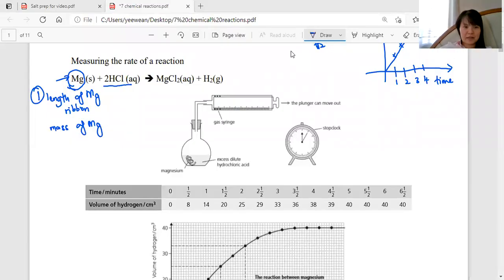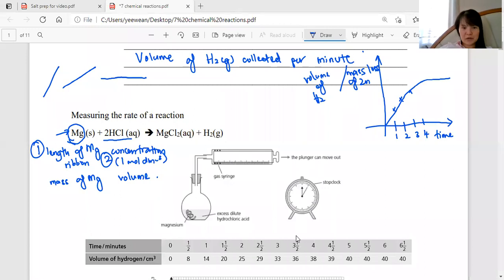If our investigation is on the effect of concentration, let's specify the concentration of this HCl. So you might want to say 1 mole per dm cube, and then you repeat later with 2 mole per dm cube. The concentration, and the other thing that you must specify is the volume. So these are very important.